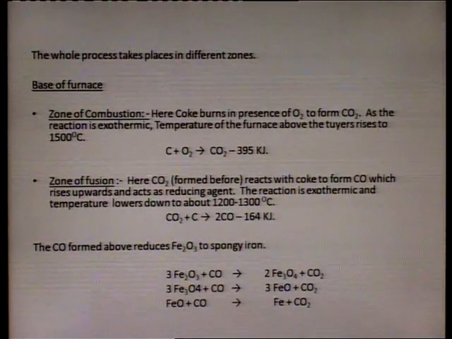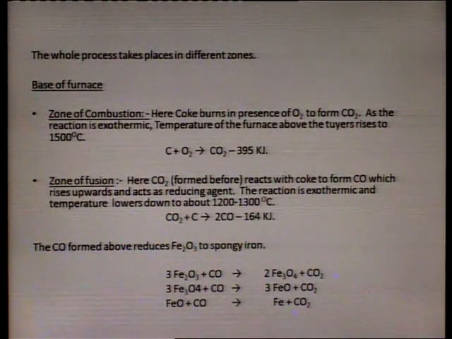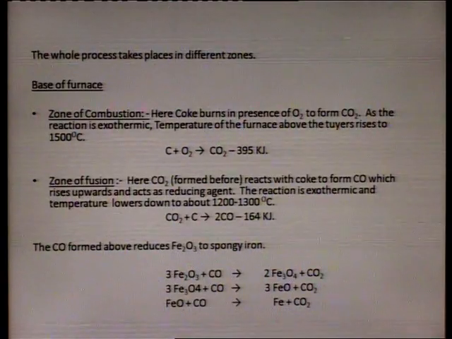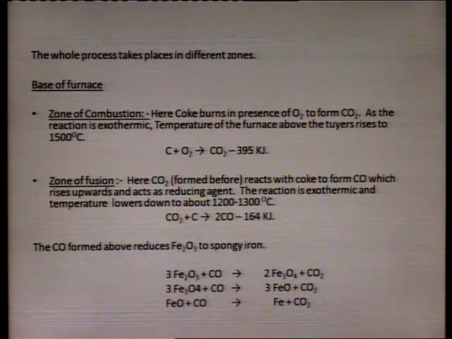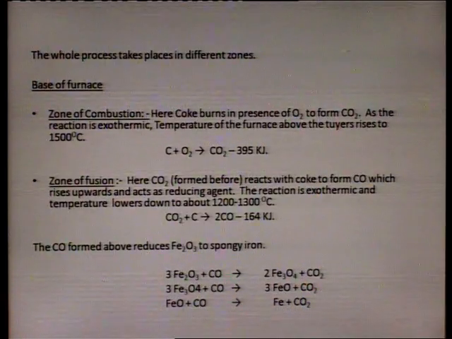Now, what happens in the blast furnace? The total process takes place in different zones. The different zones consist of 4 types. One is the zone of combustion, second is the zone of fusion, third is the zone of slag formation, and fourth is the zone of reduction.